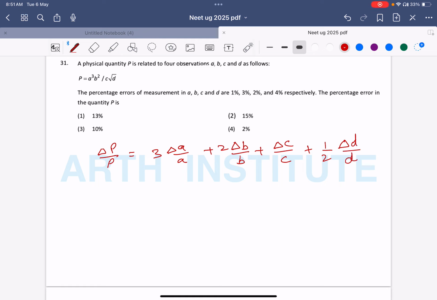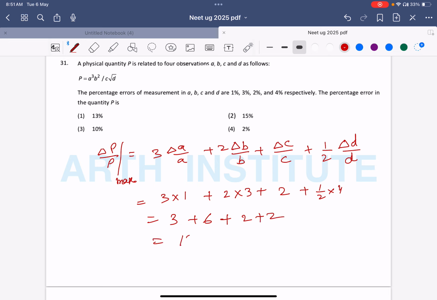Now, remember, although you can see that C root D is in the denominator, whenever we want to find out the error, we always find out the maximum percentage error. Although it has not been written over here, it definitely means to find out the maximum percentage error in the quantity. So this will be 3 into 1 plus 2 into 3 plus 2 plus half into 4, and the answer goes as 3 plus 6 plus 2 plus 2. So this is 13. So the answer is 13%.